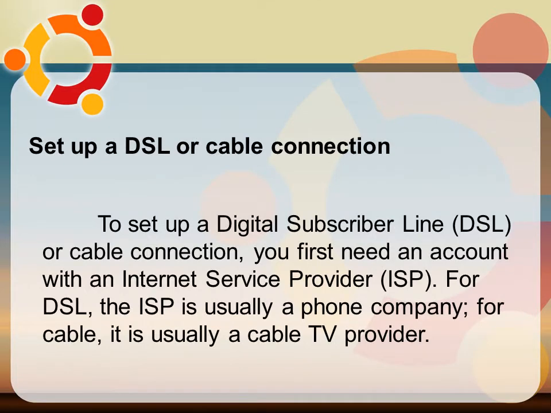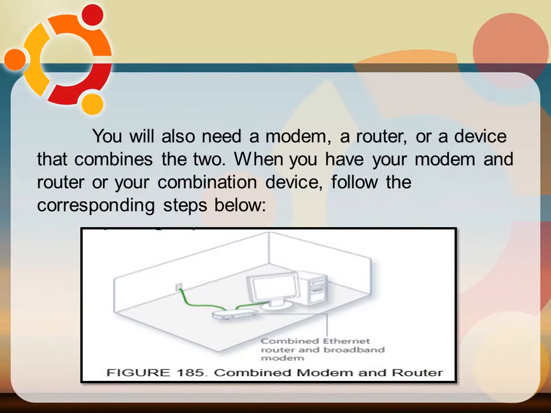Now let's proceed to the setup of a DSL or cable connection. To set up a digital subscriber line, or DSL, or cable connection, you first need an account with an internet service provider, or the ISP. For DSL, the ISP is usually a phone company. For cable, it is usually a cable TV provider. You will also need a modem, a router, or a device that combines the two. When you have your modem and router or your combination device, follow the corresponding steps below.